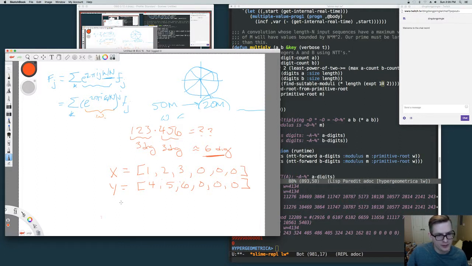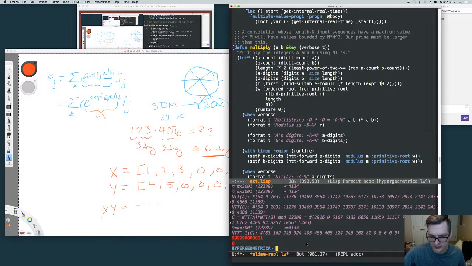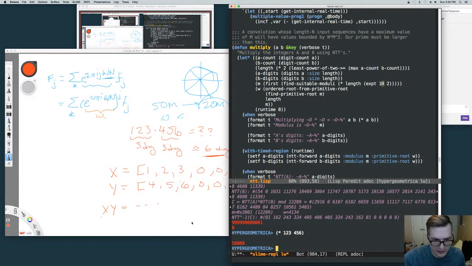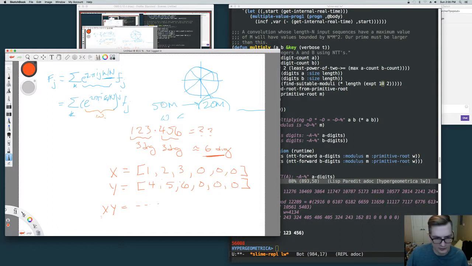Then our result is going to be X times Y, obviously, equals the result, which is going to be, let's actually do this, 1, 2, 3 times 4, 5, 6. So this is 5, 6, 0, 8, 8, and then we have this extra 0 right here, which is 0.